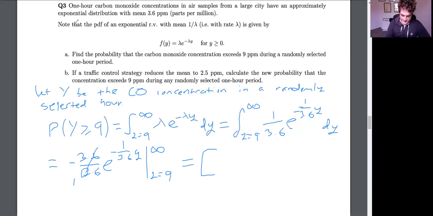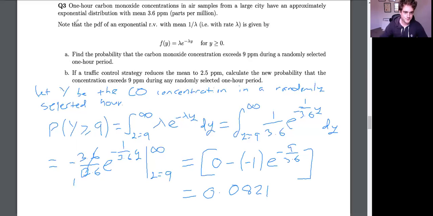So what we're left with is, well, the first term will be e to the negative 1 over 3.6 Y as Y tends to infinity. That's actually going to tend to 0. So 0 minus negative 1, because we've got negative 3.6 over 3.6 out the front, e to the negative 9 over 3.6. And if we go away and compute that, we should get 0.0821. So that is part A.